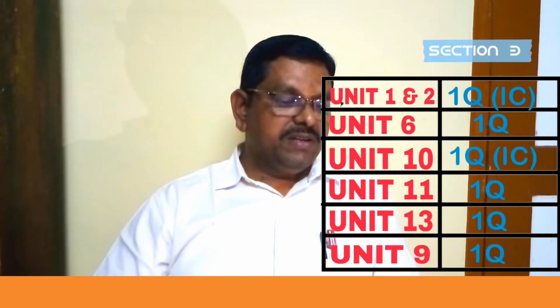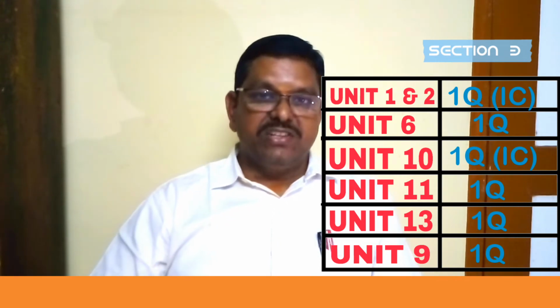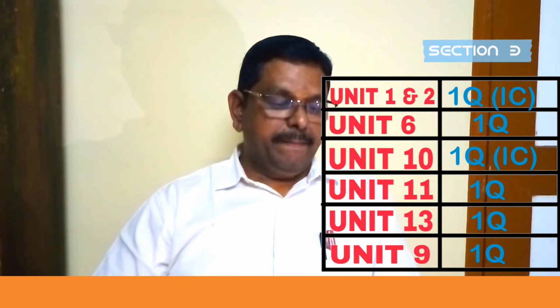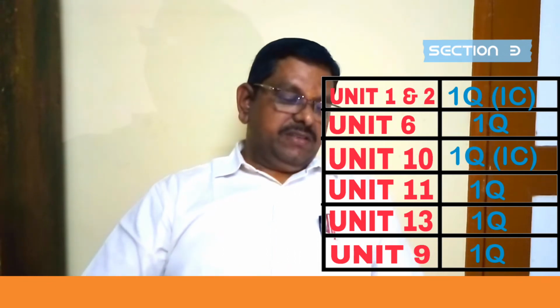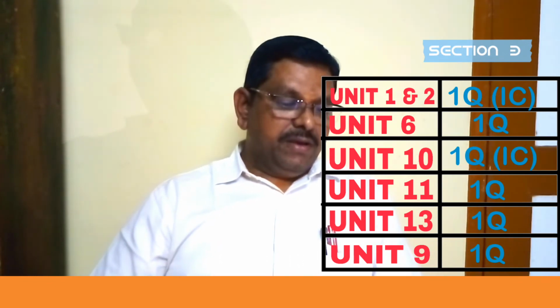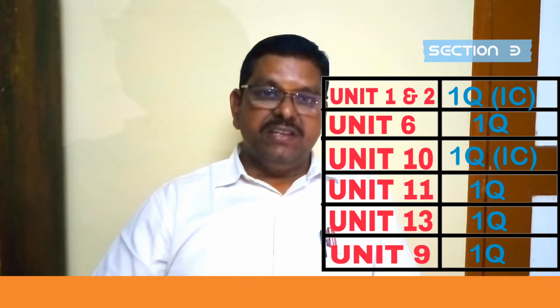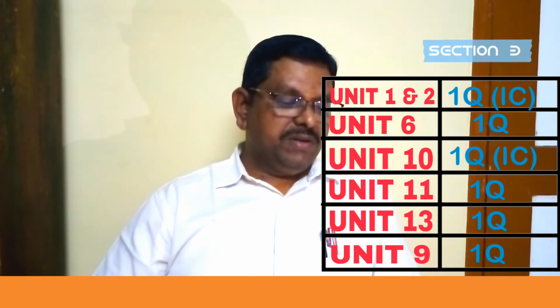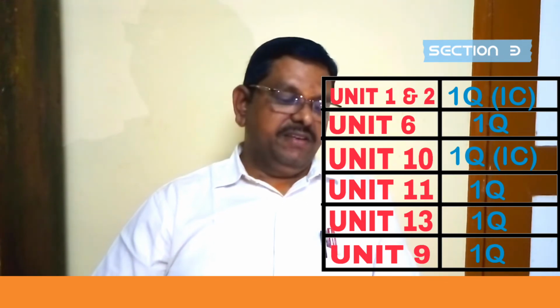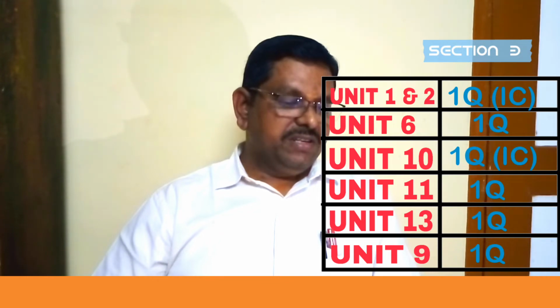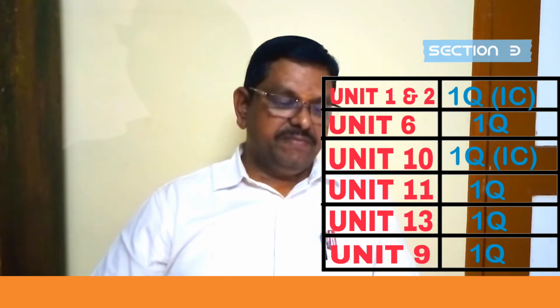And question number 23 is from unit 10. It's with an internal choice. That is vector algebra. And the next question is taken from unit number 11, 3-dimensional geometry. And question number 25 is from unit number 13, that is probability. And the last one in this section is taken from unit number 9, that is differential equations.